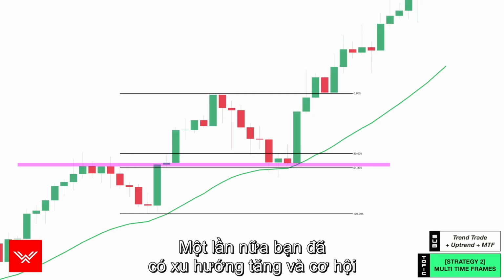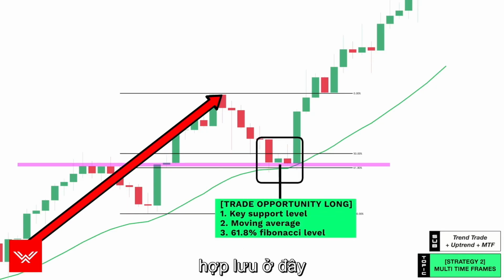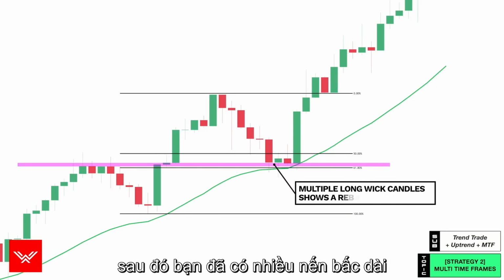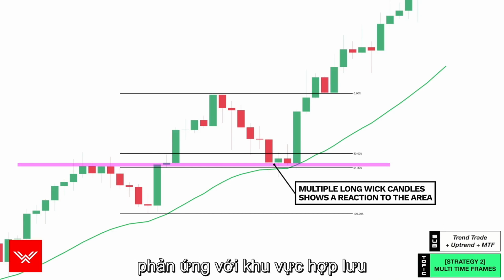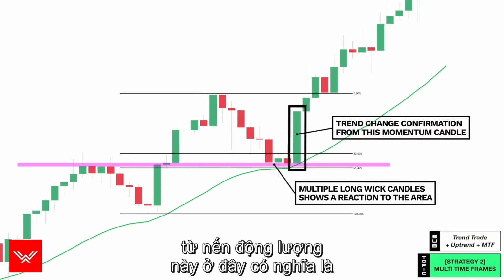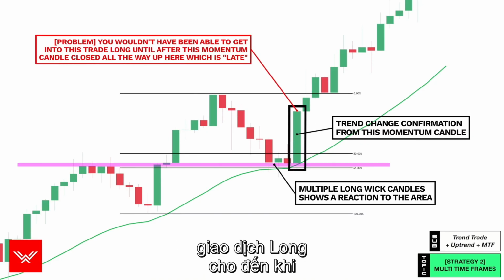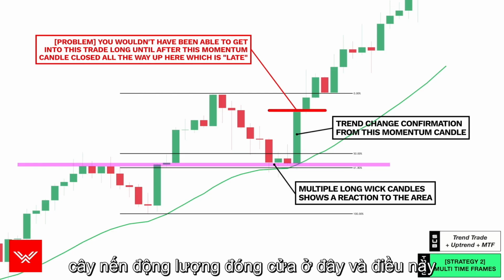So again, you had your uptrend and your trade opportunity long at this area of confluence here. You then had your multiple long wick candles reacting to the area of confluence. Now, the trend change confirmation came from this momentum candle here, meaning you wouldn't have been able to get into this trade long until after this momentum candle closed up here.